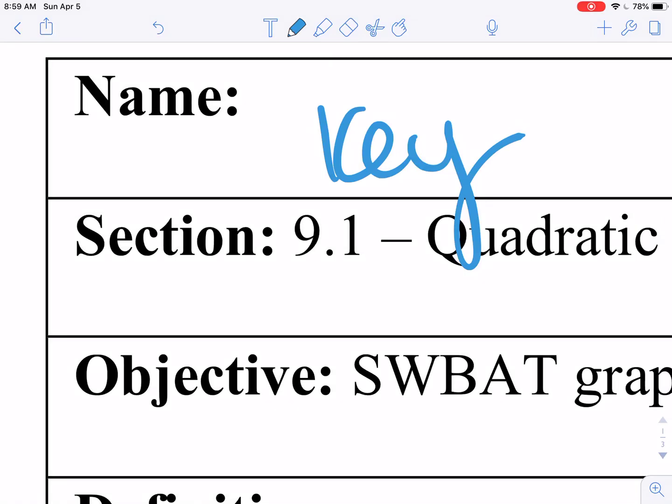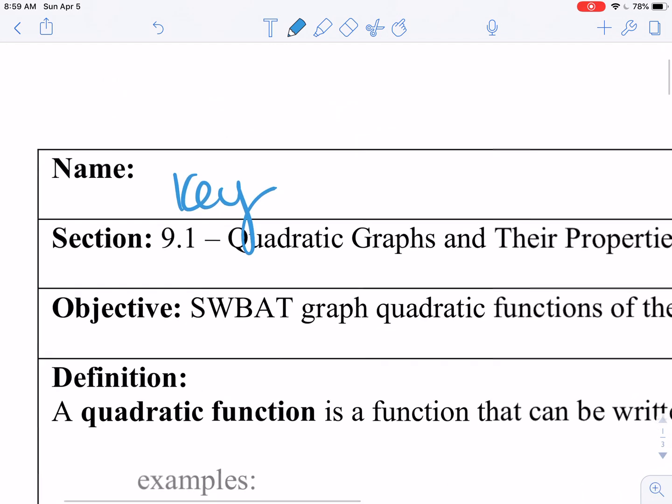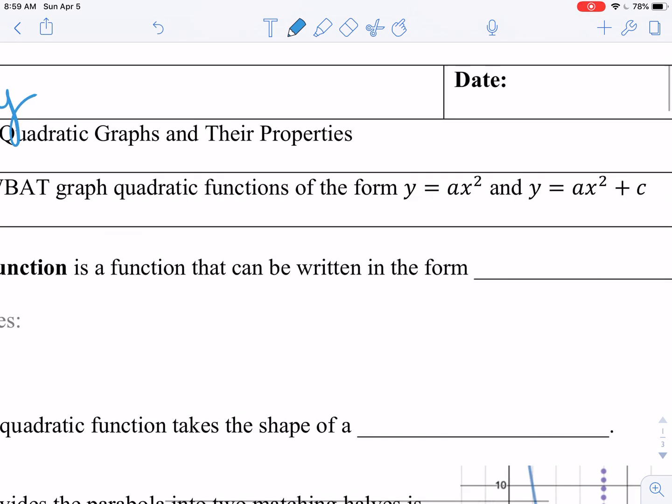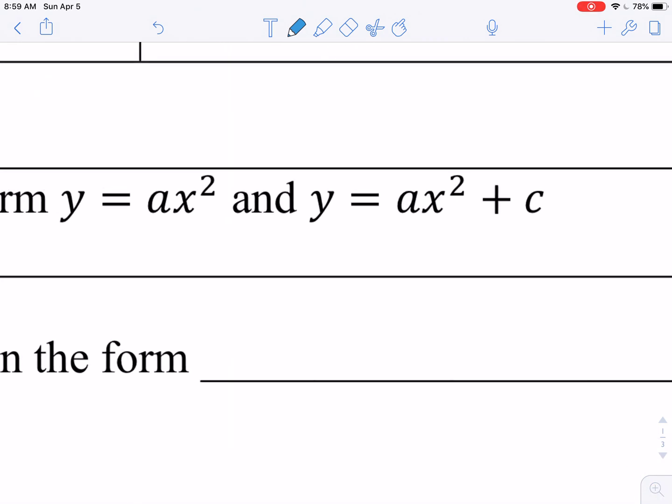Good morning, everyone. Welcome to your 9.1 notes on quadratic graphs and their properties. By the end of the day, you will be able to graph quadratic functions in the form y equals ax squared and y equals ax squared plus c.